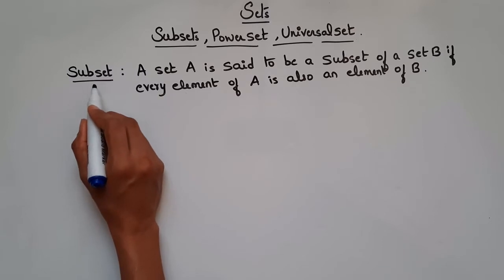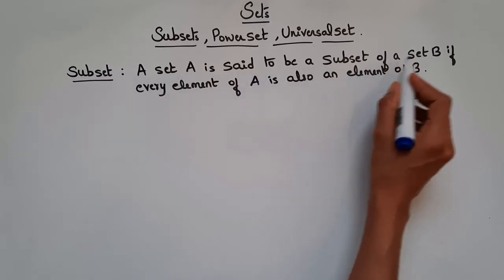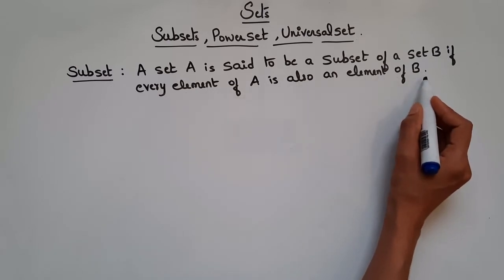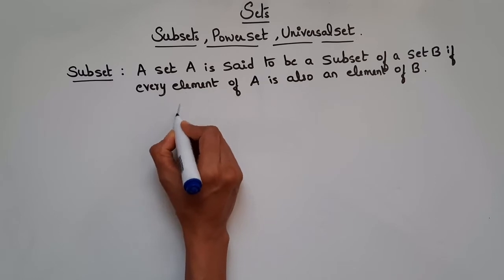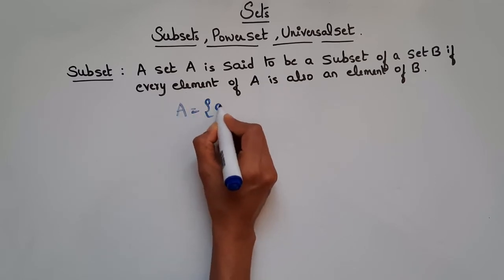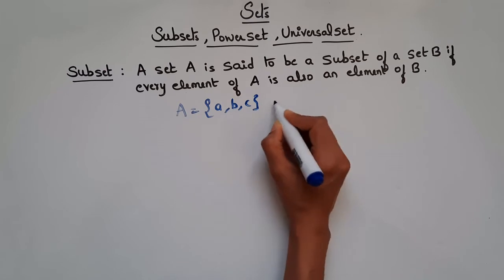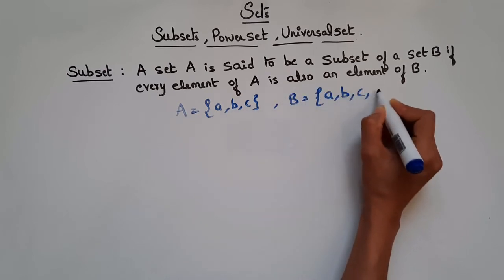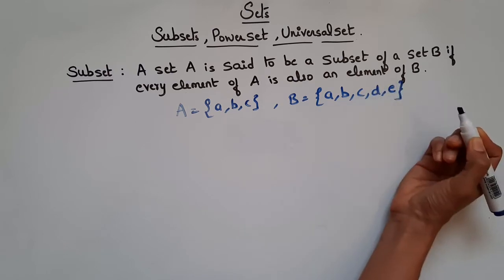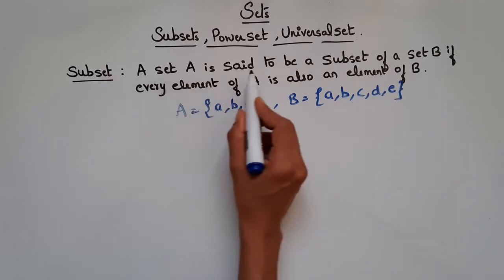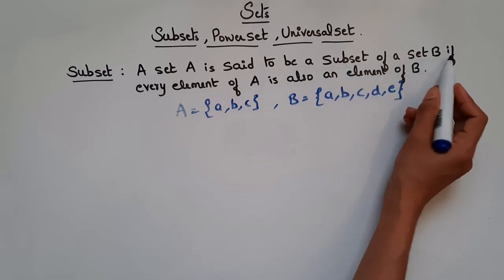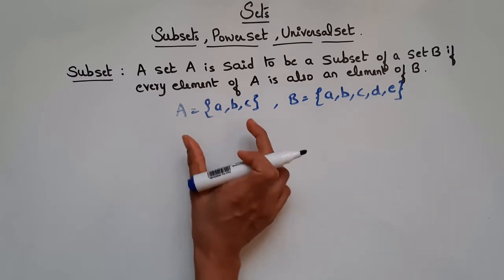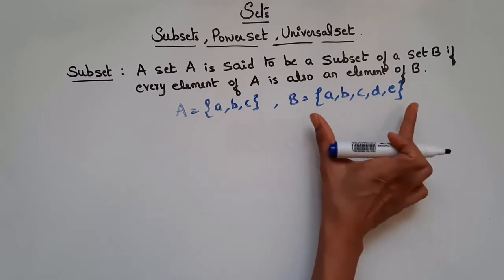So first let's see what is subset. A set A is said to be a subset of set B if every element of A is also an element of B. Let's understand this by taking an example. Let's take a set A whose elements are A, B, C, and we have set B whose elements are A, B, C, D, E. So here it says a set A is said to be a subset of set B if every element of A is also an element of B. So every element of A should be present in the set B.